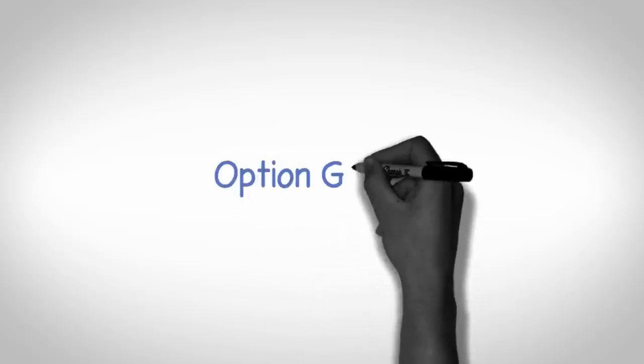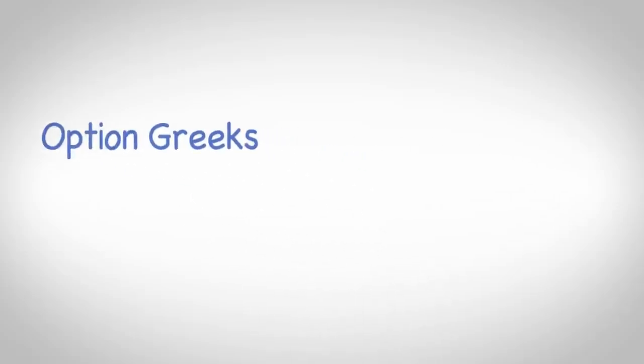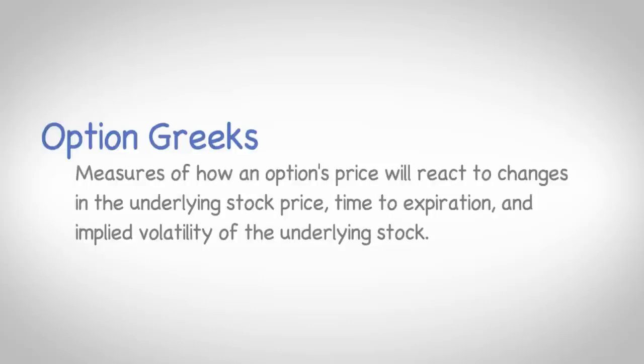By what we call option Greeks. Option Greeks give us an idea of how an option's price will react to changes in the underlying stock price, time to expiration, and the volatility of the underlying stock. They are simply used to measure an option's price sensitivity to each of these factors.